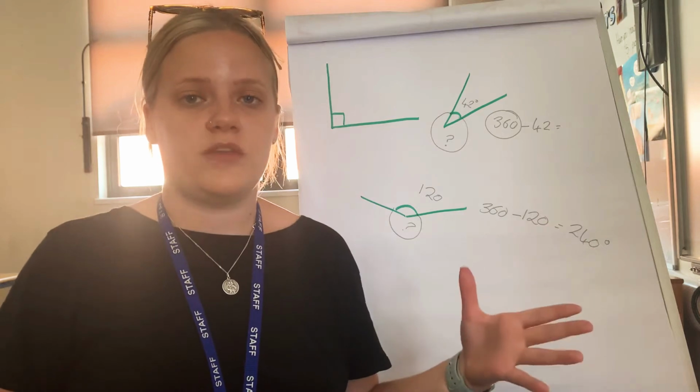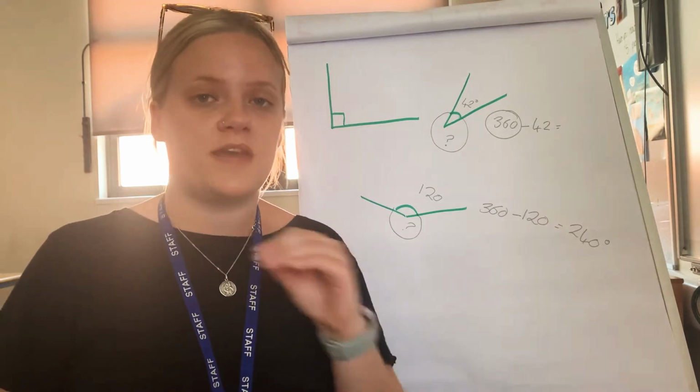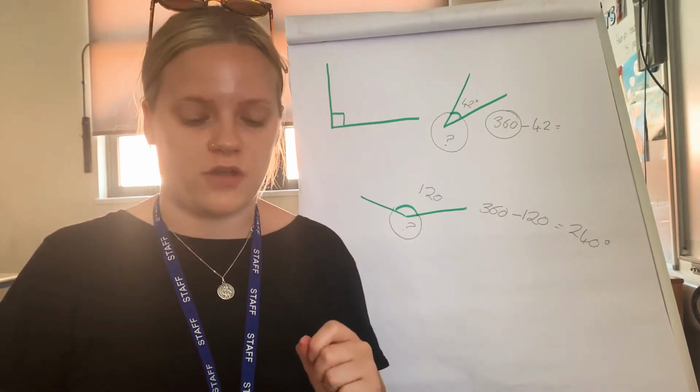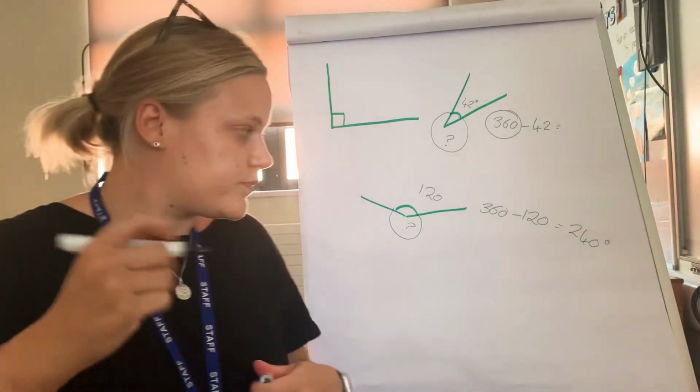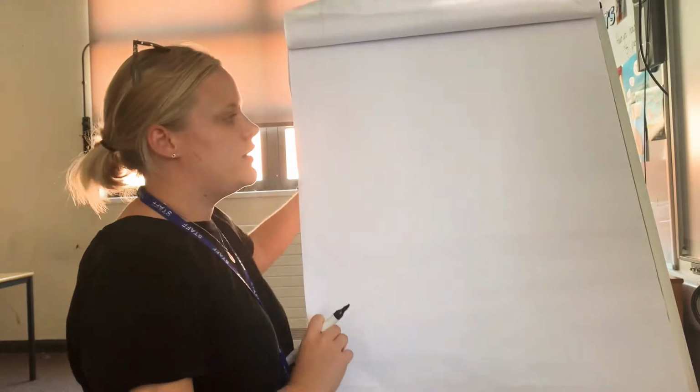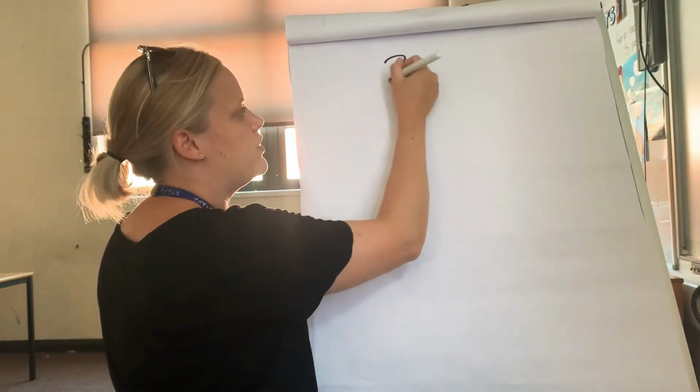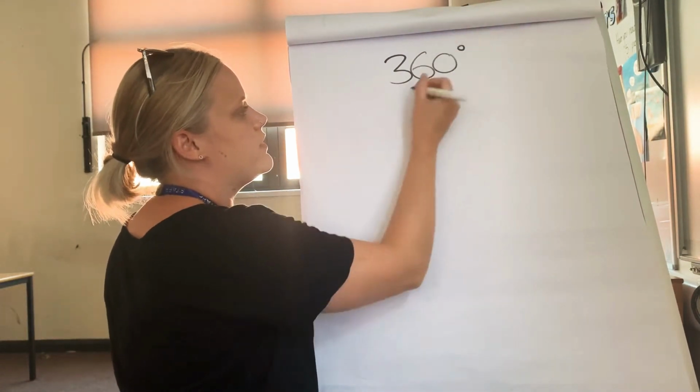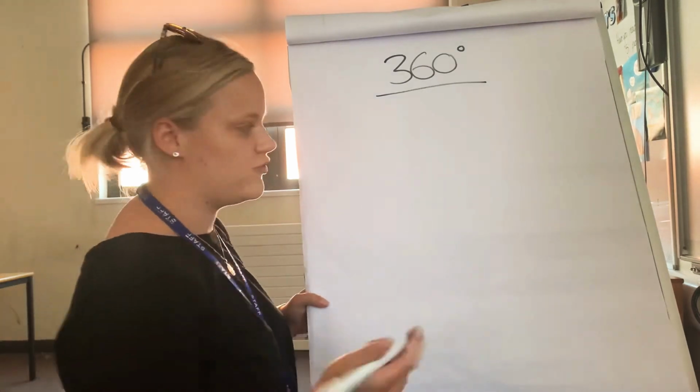And so just like we did yesterday, we're going to be finding missing angles by using that knowledge as our starting point. So, for example, 360 degrees is our key bit of information.